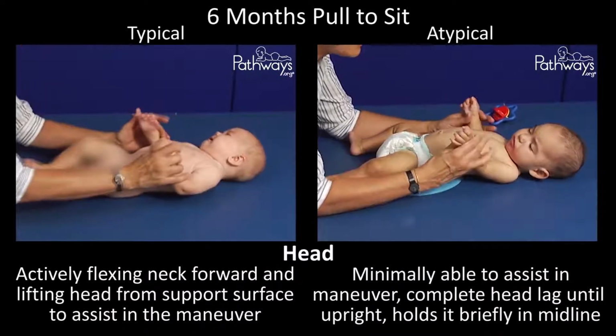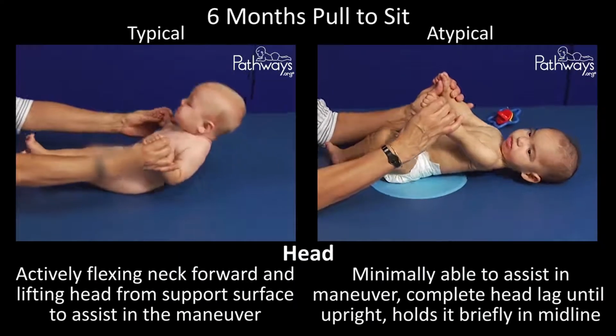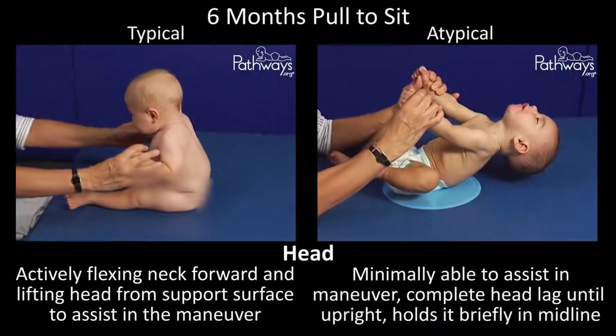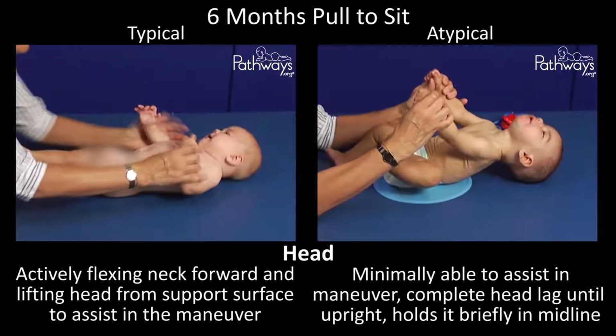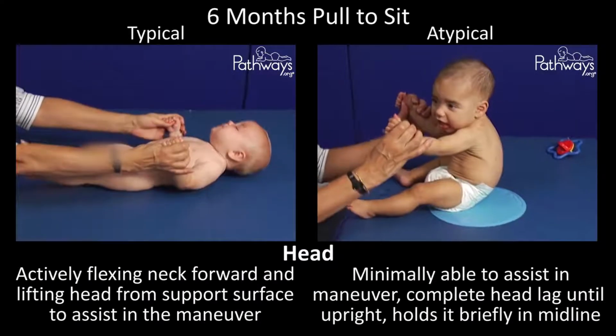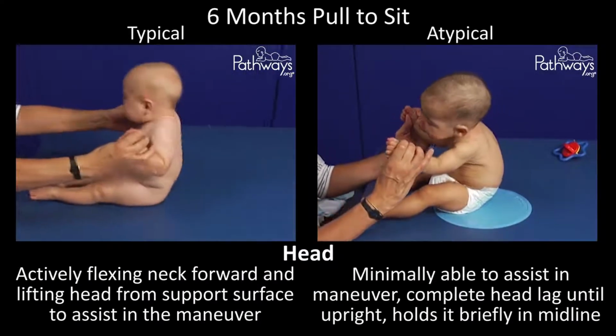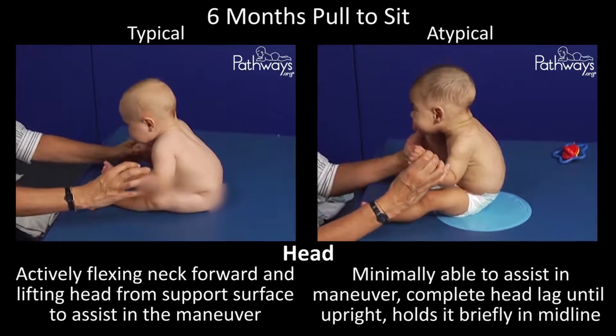Position 4. Pull to sit. Head. Typically developing baby is actively flexing neck forward and lifting head from support surface to assist in the maneuver, while the atypically developing baby is minimally able to assist in the maneuver. Note his complete head lag until upright and only holds it up briefly in midline.